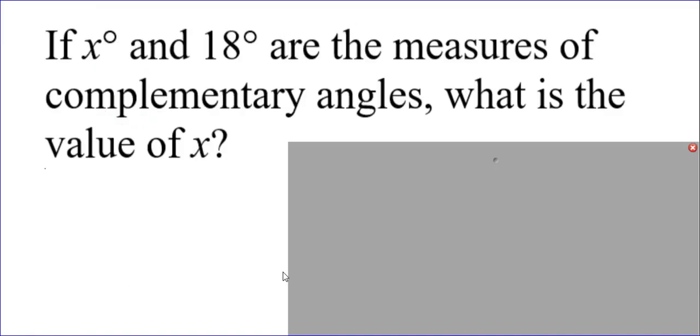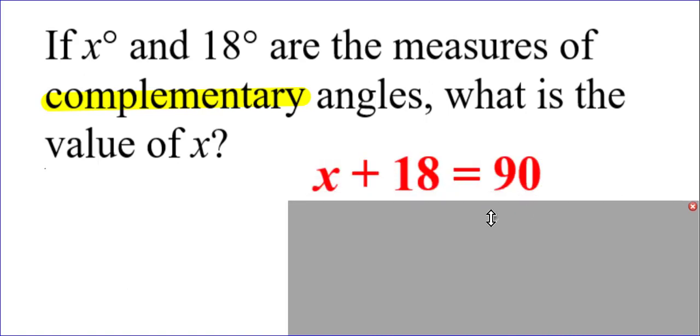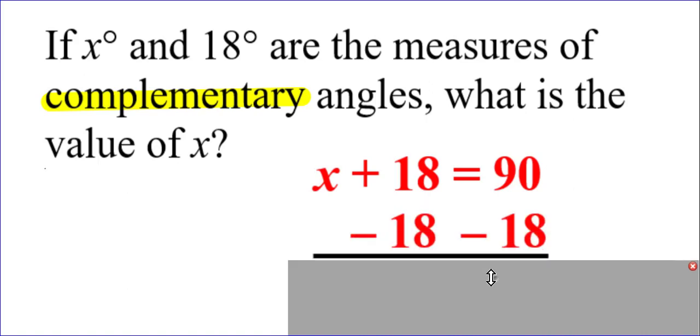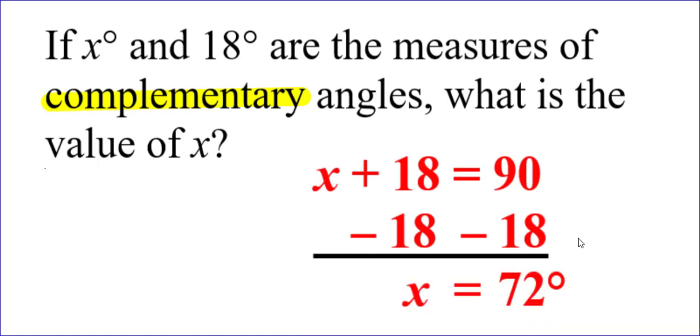One more problem. This one has no picture, so we have to pay attention to the vocabulary. If x degrees and 18 degrees are the measures of complementary angles, what is the value of x? All right, complementary angles, as we've already learned, are the kind of angles whose measures would add up to equal 90 degrees. If they were supplementary angles, they would add up to equal 180 degrees. So let's solve for x. The inverse of addition is subtraction. That means 90 minus 18 gives us the measure of x of 72 degrees.